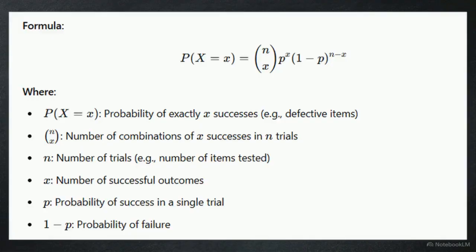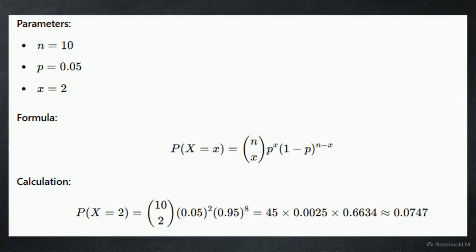It calculates the number of combinations for X successes in N total trials, multiplied by the probability of success, P, and the probability of failure. Applying this to a food packaging machine with a 5% defect rate, to find the odds of exactly 2 defects in 10 packages, we set our parameters. Running those through the formula yields 0.0747, or a 7.47% chance.